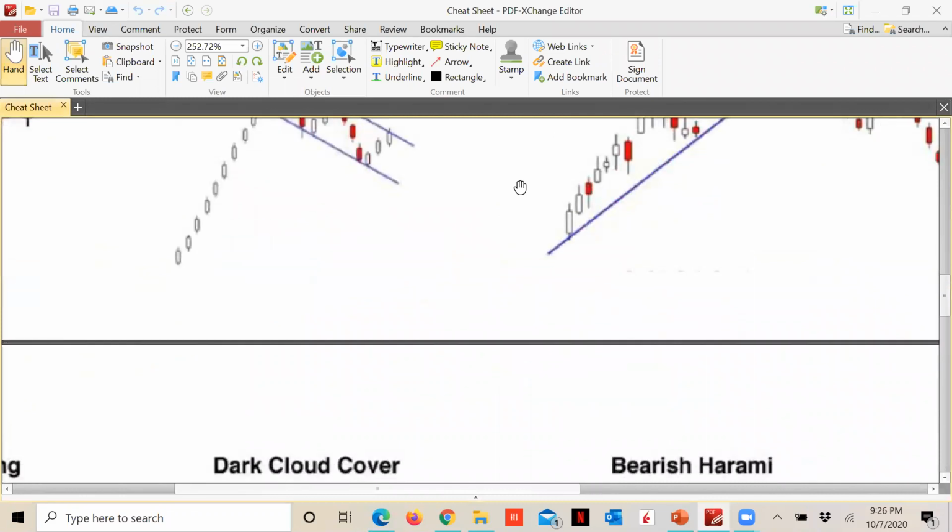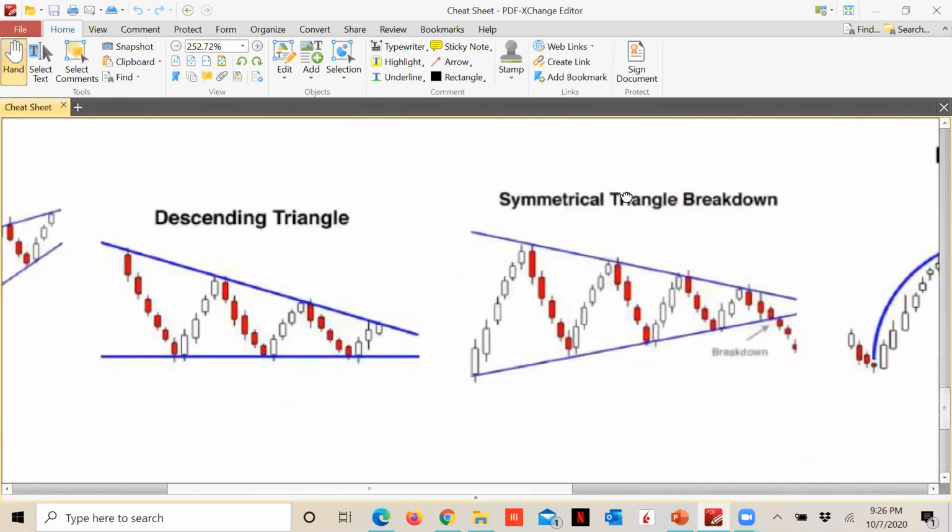In a similar way, if you look at a descending triangle, it's a bearish pattern. It kind of breaks down here. And with a symmetrical triangle, it breaks down, also becomes a downtrend or a bearish pattern.